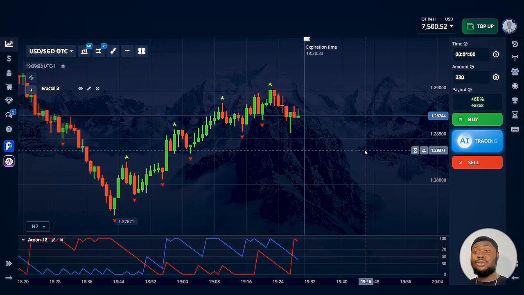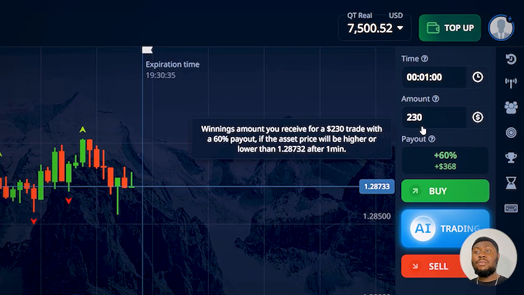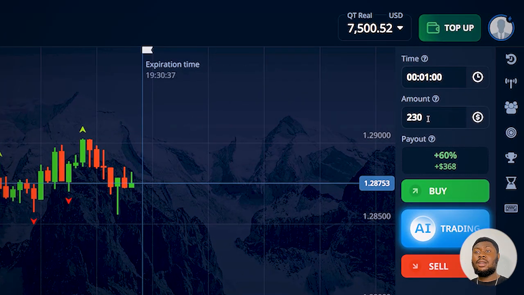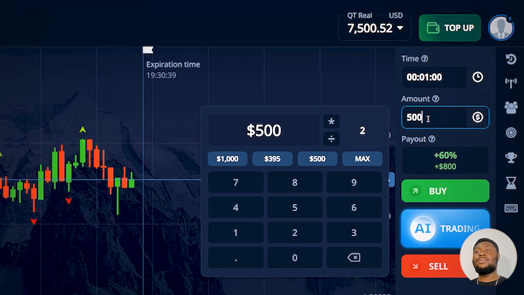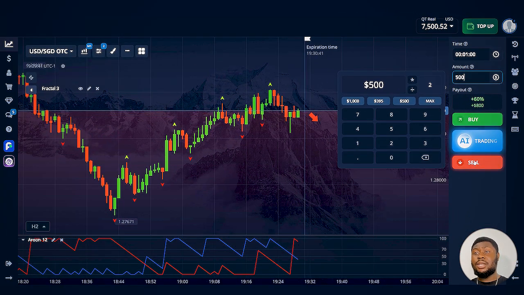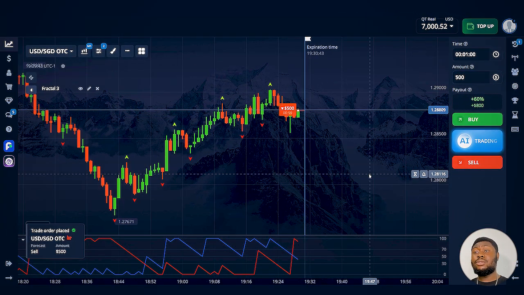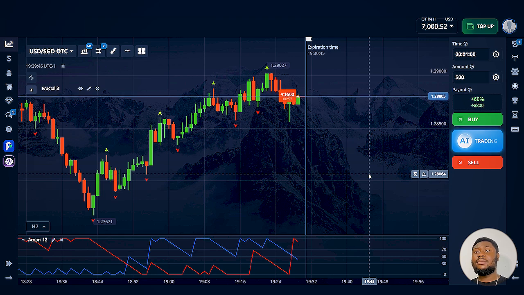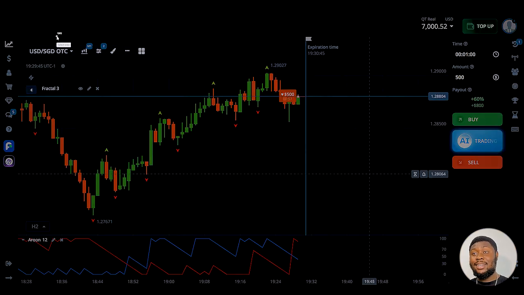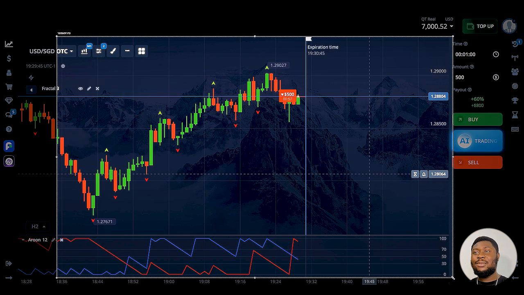I found the first suitable situation. I use 1 minute of trading time and I'll start working with the amount of $500. My forecast is that the price will decrease and I'll press the red button to open the trade. Are you ready? Now let's look at the situation in more detail.